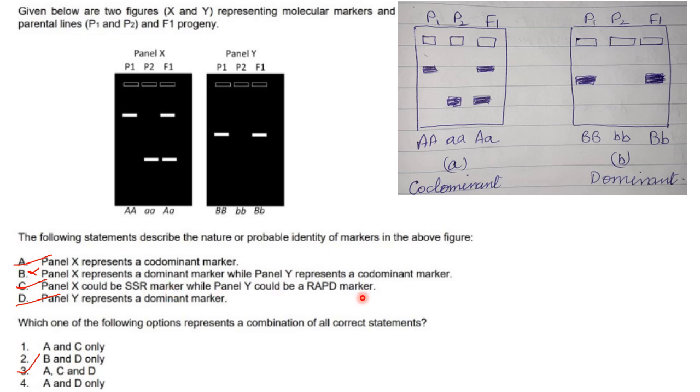And panel Y could be a RAPD marker. RAPD is a dominant marker. Y is showing dominant marker characteristics in the gel. Only a single band is observed. And option D, panel Y represents a dominant marker, is also correct. So which are the correct statements here? A is correct. B is wrong. C is correct. D is correct. So A, C, D is the answer. That is option 3.